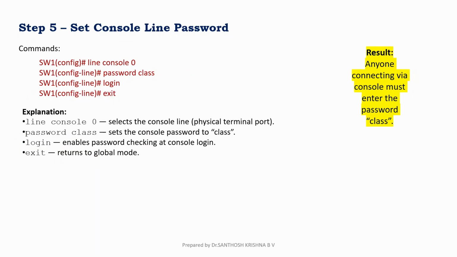Once it is secure, the second step is to set a console line password. How to set a console line password? It is very simple: line console 0, which means it is going to give a password for the physical terminal port. Here I have given the password as class. Whenever it prompts for login, we need to give this password. When we give exit, it will return to the global mode. So anyone connecting via console must now enter the password class. Only then will they be able to enter the console.